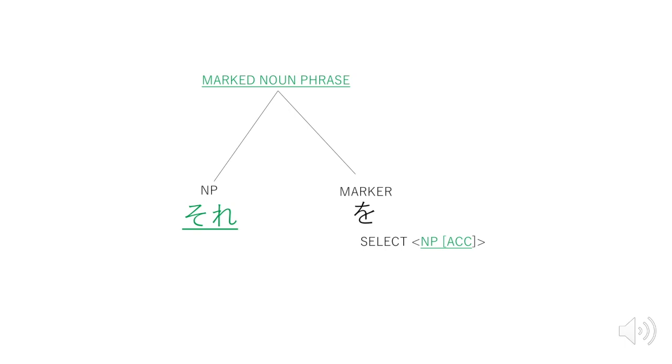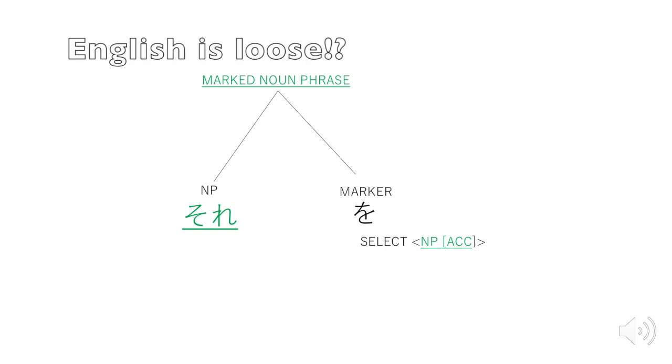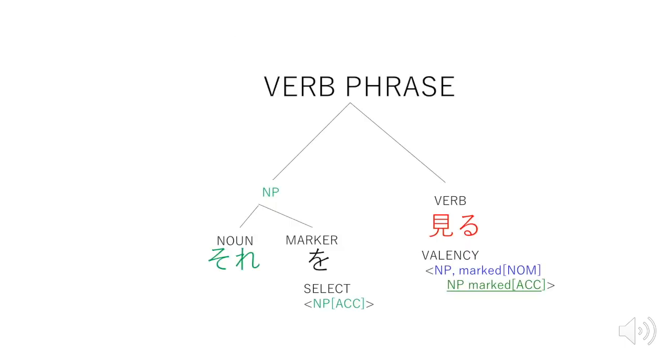So Japanese verbs want everything in their valency list to be marked in this way. That's different from English. Here's a Japanese verb miru again, and you can see it wants marked subjects and objects. So long as the object has the right kind of marker, all the information is able to match up without any problem, and we get a nice verb phrase.